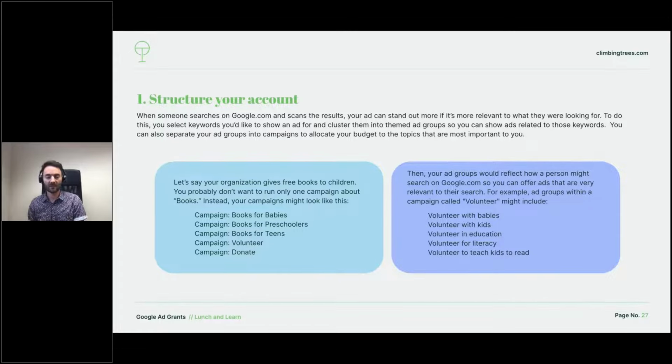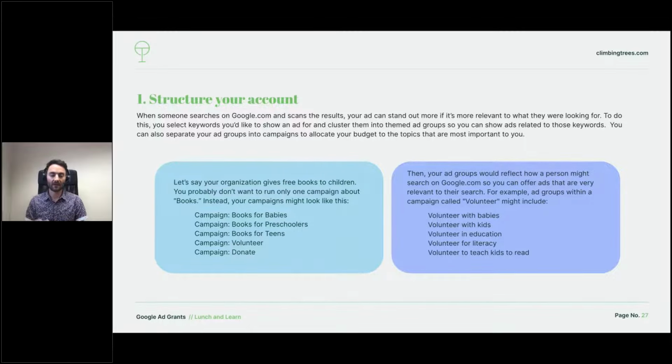Campaigns are for your big picture themes. An example here in the box on the left: if you're an organization that gives free books to children, you wouldn't just run one campaign, books. You would segment them out by theme. You may have books for babies, books for teens, and then also a campaign for volunteering and one for donations.